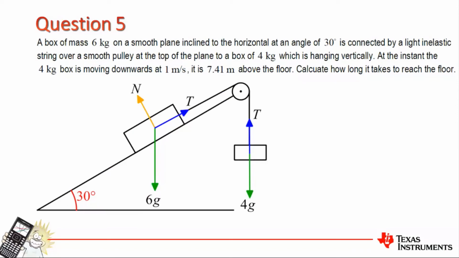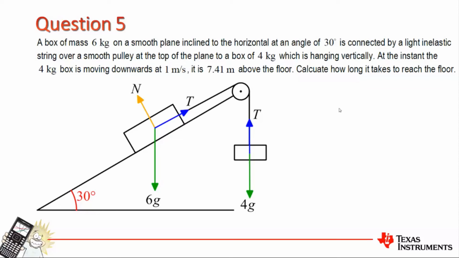What this question tells us is that at the instant the 4 kg box is moving downwards at 1 meter per second, so what is happening is these are initially at rest, they are released, and then this 4 kilogram box will eventually reach a speed of 1 meter per second. At that stage, the 4 kg box is exactly 7.41 meters above the floor. Our job is to calculate how long it actually takes to reach the floor.